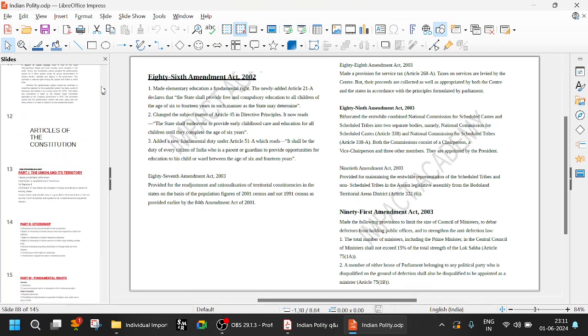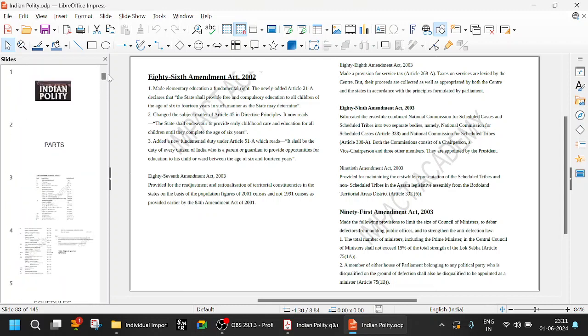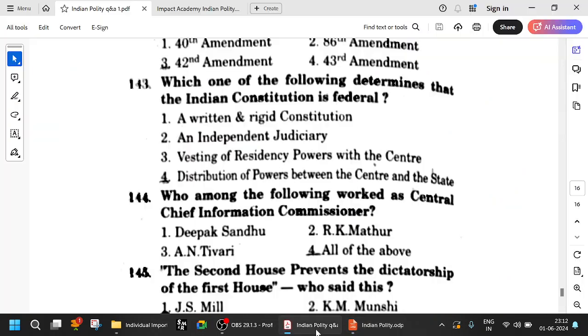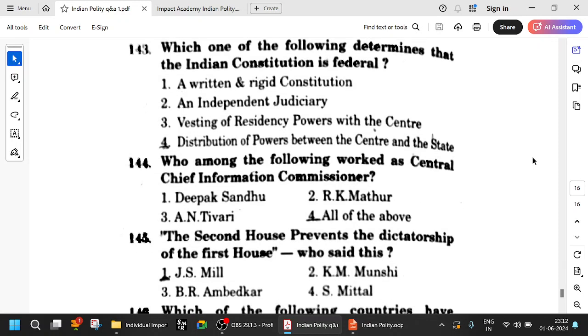If you look at the seventh schedule, it is the division of powers between union and states. Union list contains 100, state list contains 61, concurrent list contains 52. So this distribution of powers between the central and state governments is the determining factor for the federal nature. Not the others: independent judiciary and vesting of residuary powers with the center are unitary tendencies. Ours is a written constitution but not rigid; it is a blend of rigidity and flexibility.